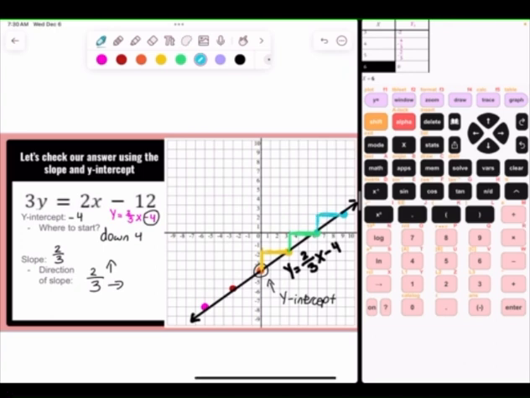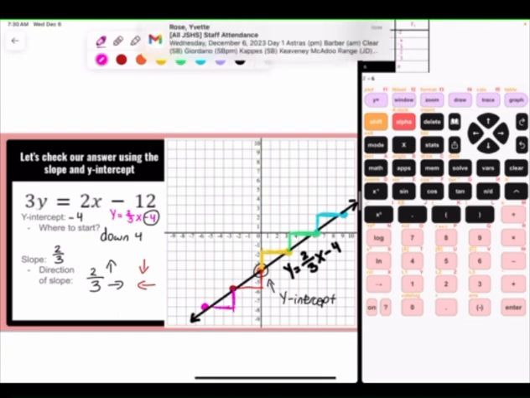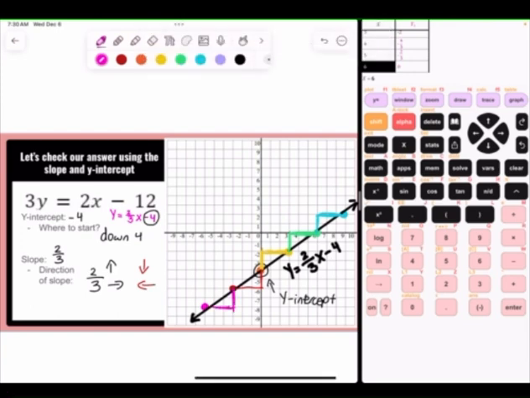Now, we could also go in the opposite direction. Instead of going up 2, we could go down 2. Instead of going to the right 3, we could go to the left 3. And let's see that here. Down 2, left 3. And we do end up with that picture. Good. All right, and let's go graph another one after this.